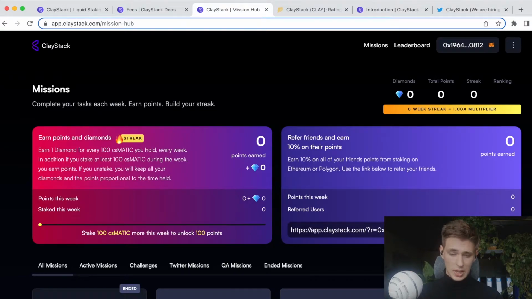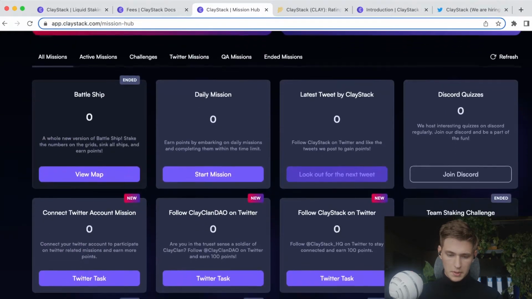Now you will be able to stake, and you will also be able to do missions. So you'll be able to earn diamonds and points by, for instance, here's a mission: earn 1 diamond for every 100 CS Matic that you hold every week. In addition, if you stake at least 100 CS Matic during the week. And here are other missions such as refer friends and earn 10% on their points. Obviously just a referral code, but there are other things as well.